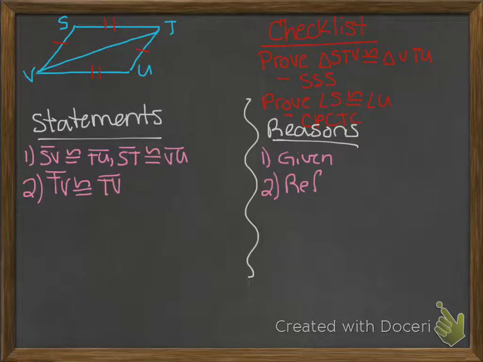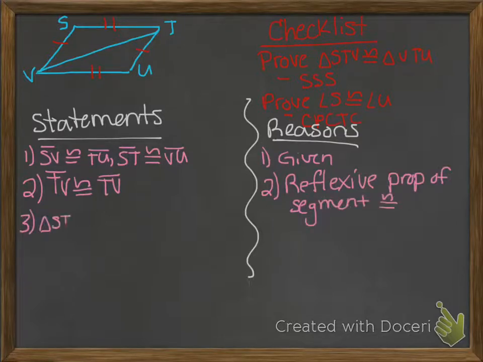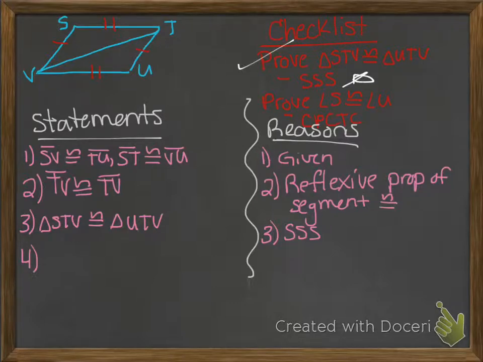Then we can go in, and by our checklist, we can say that our segment TV is congruent to segment TV. And that's, of course, going to be because of my reflexive property of segment congruence, because one segment will always be congruent to itself. Then after that, looking at our checklist, all we want to do is prove that triangle STV is congruent to triangle UTV by our side, side theorem. So we can come up here and check that off.